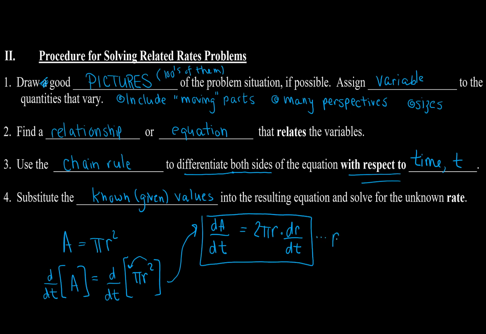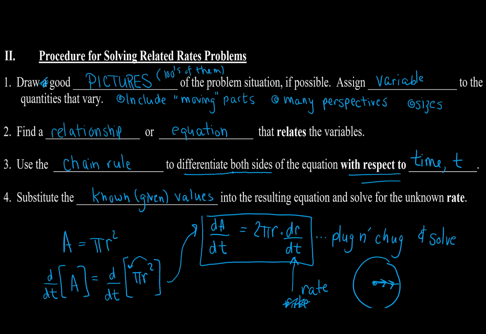And then I just plug and chug, and solve for one of your rates. We either solve for this rate here, the change of radius with respect to time. If I had a circle, I would be looking at that rate, dr/dt. Or I'd be looking at this rate, the change in area with respect to time. It just depends on what we're working with.